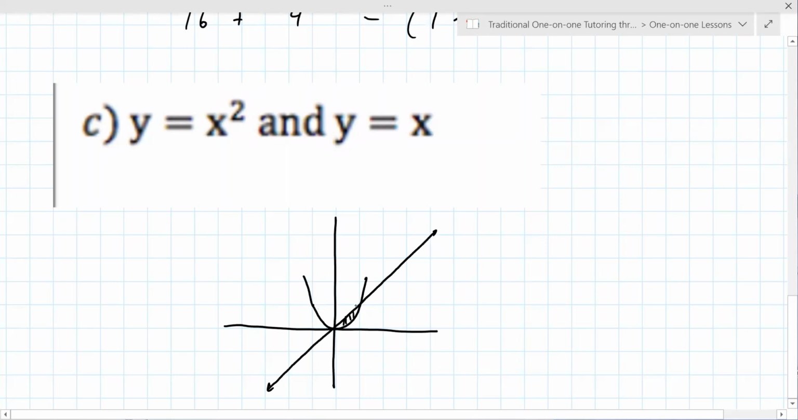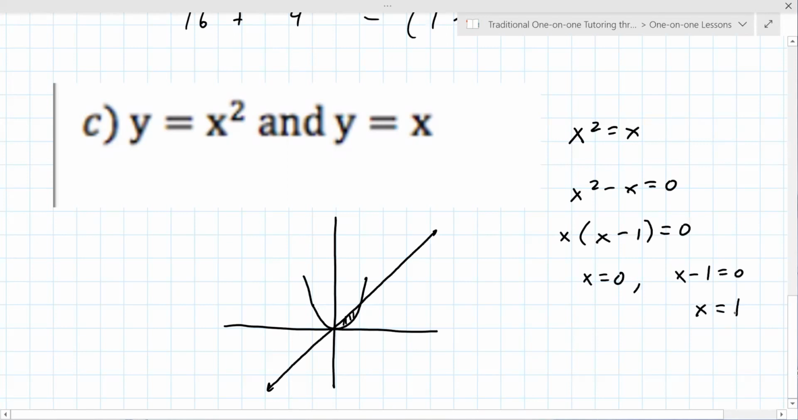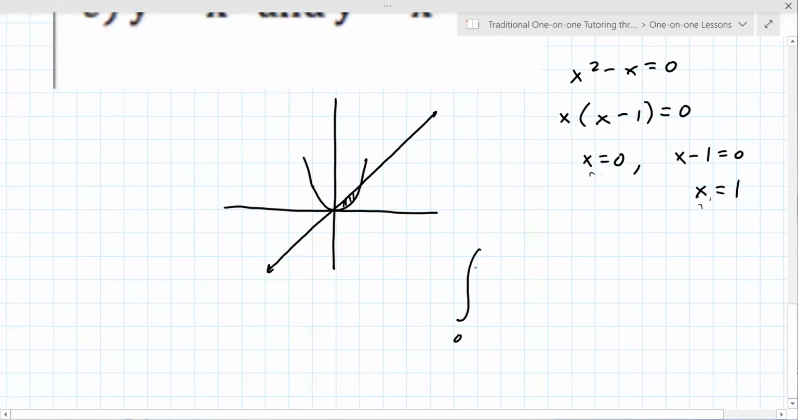So more generally, you set the two equal to each other. You move stuff over to one side, and you factor, you don't divide. So that gives you x equals 0, x minus 1 equals 0. So x equals 0, x equals 1. And you actually don't need to graph it if you've got two bounds here. You just find the area between them. It is top minus bottom.